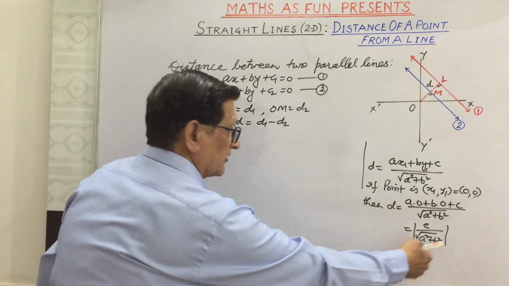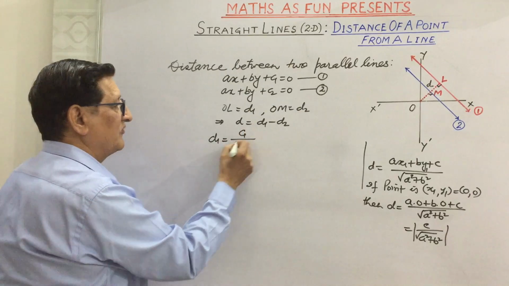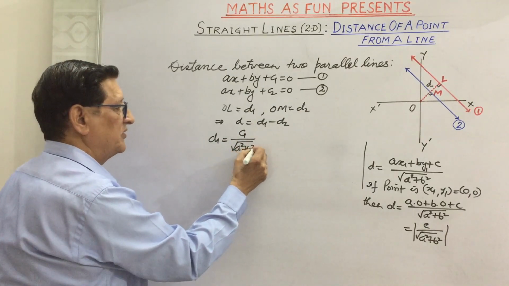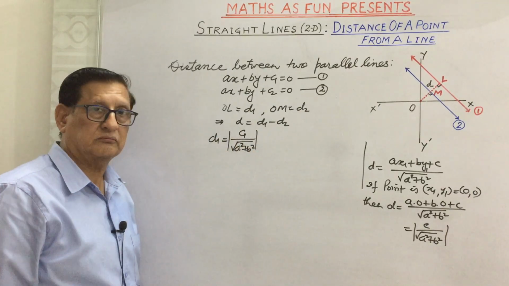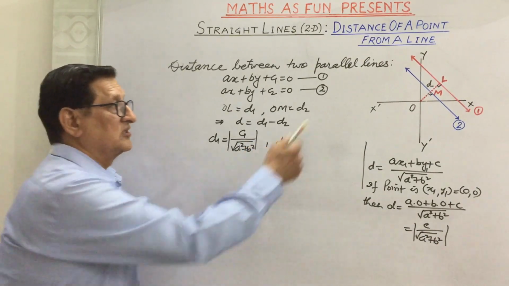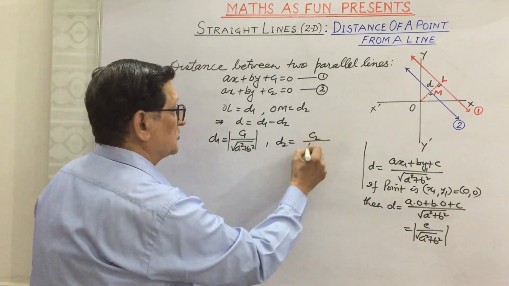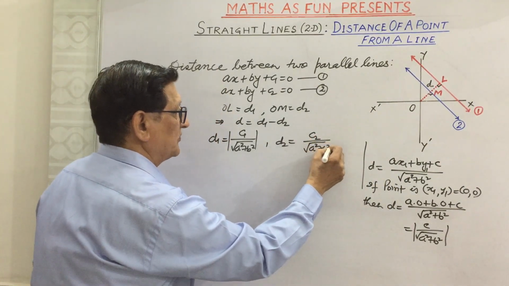If we apply this particular formula for D1, do we get here C1 upon root of A square plus B square? And D2, the distance from the origin to line number 2, will that be C2 upon root of A square plus B square?